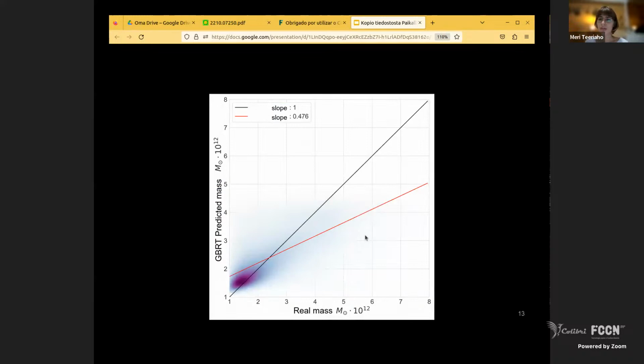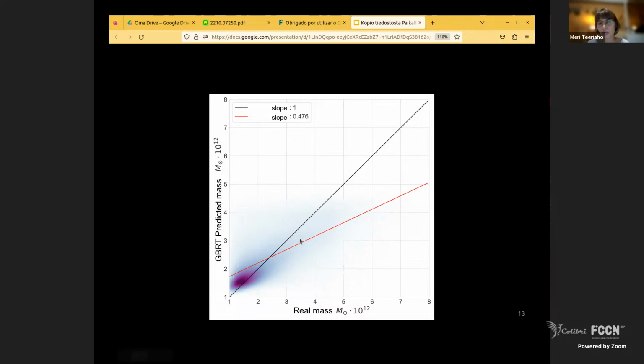And here is a figure of the algorithm that we used. We used the gradient boosting regressor 3 algorithm. And if the algorithm is perfect, it should follow this black line, so the predicted mass is always the same as the real mass from the test data. But our algorithm isn't perfect. You can see that it has correlation.